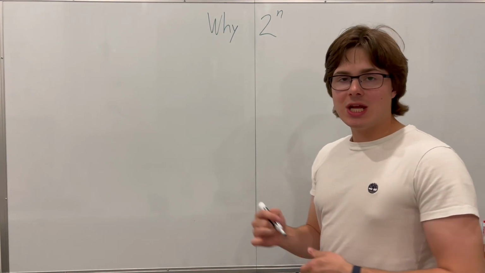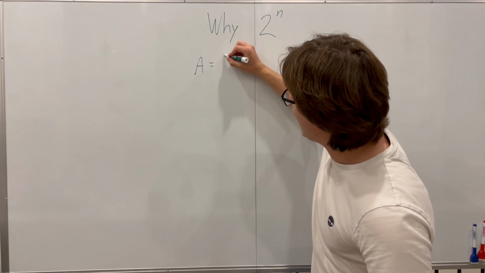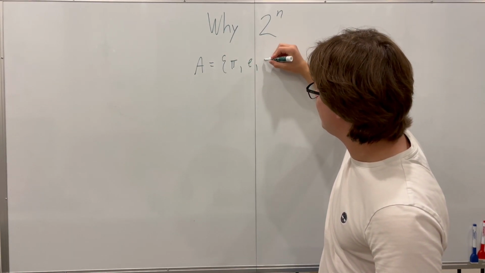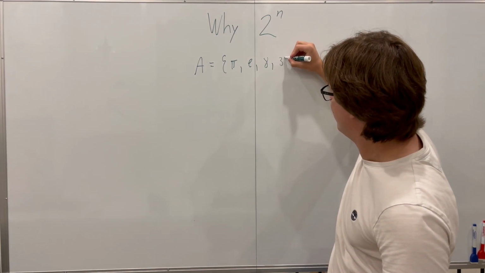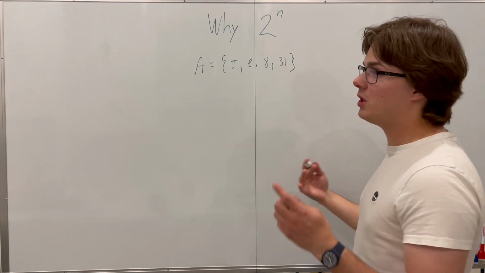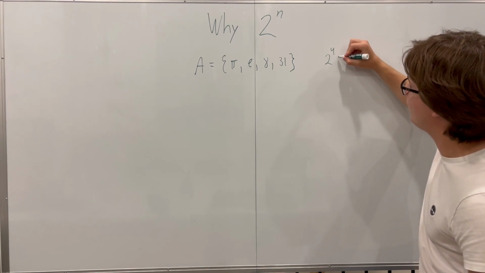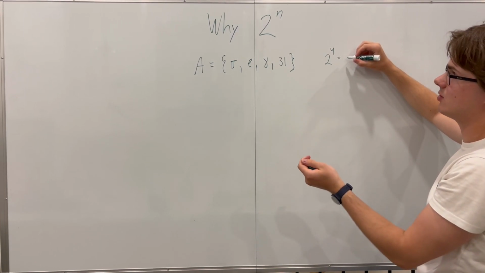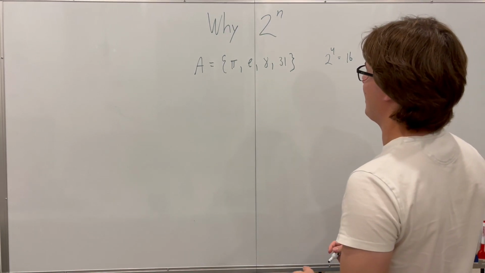Well, let's just take a set as an example here to show you why. Let's take a set called A and have A contain the elements pi, e, let's use gamma, and maybe the number 31. Right, so A contains these 4 elements, and we know that the total number of subsets A has is going to be 2 to the power of 4, which is just going to be equal to 2 times 2, 4, times 2 is 8, times 2 is 16. So there are 16 total subsets A has.